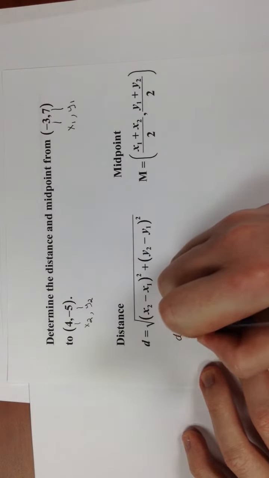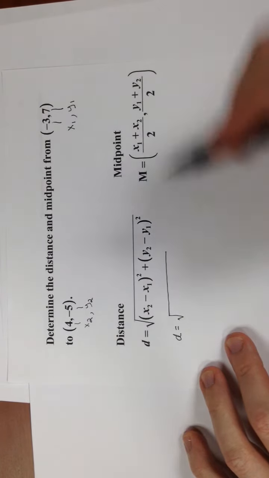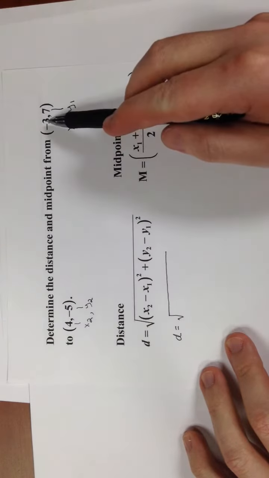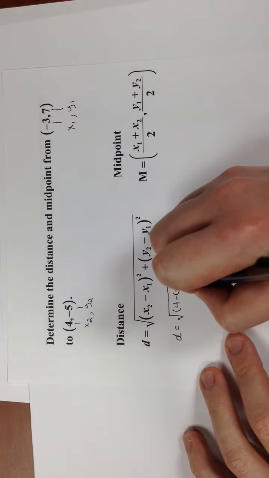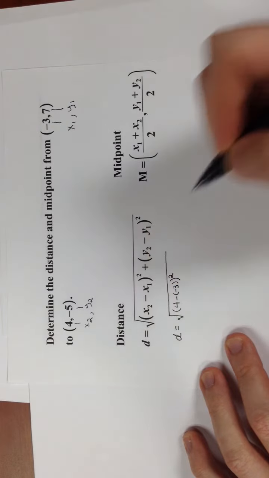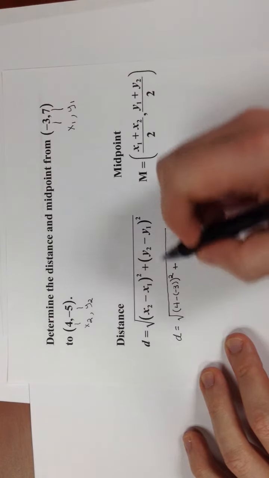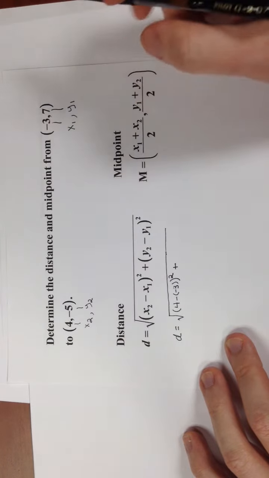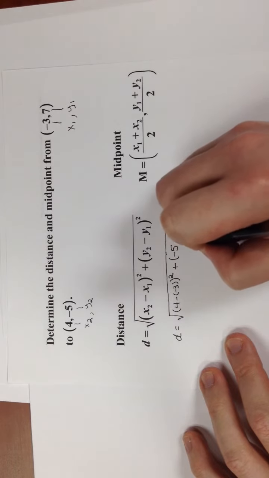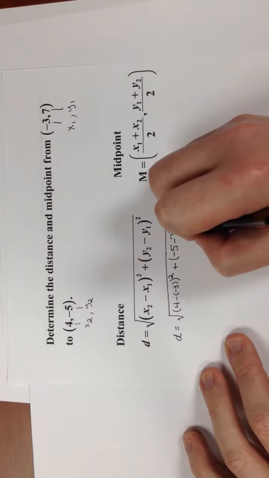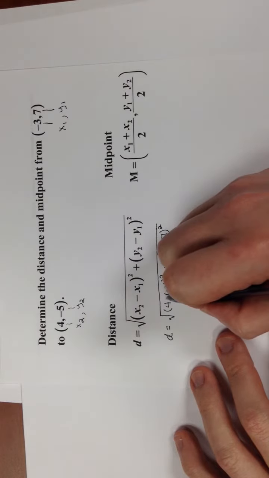Okay, we have for the distance d, we're going to have the square root. So we have x2 minus x1, so this will be 4 minus -3, and that difference will be squared. For y2 minus y1, again we have y2 is at -5, y1 is going to be at 7, so we have -5 minus 7 quantity squared.